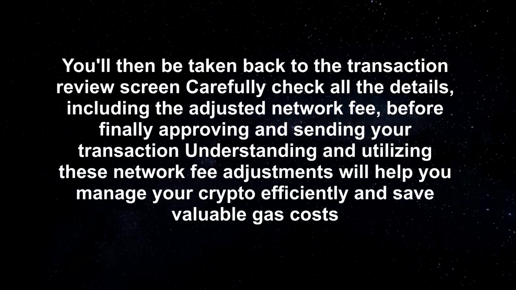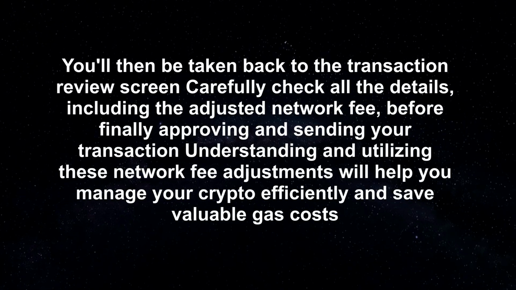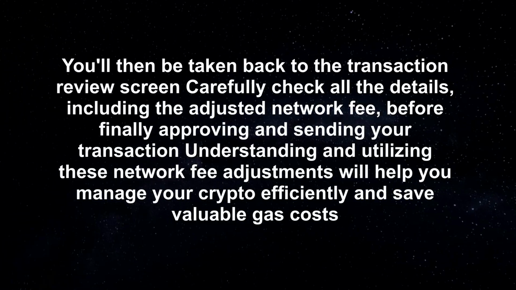Understanding and utilizing these network fee adjustments will help you manage your crypto efficiently and save valuable gas costs.